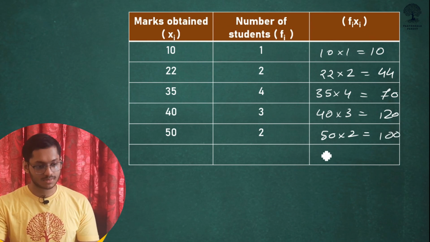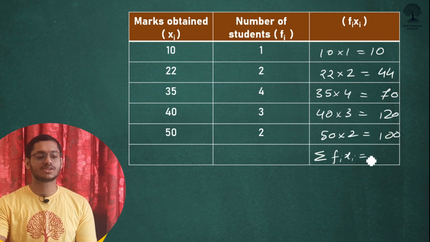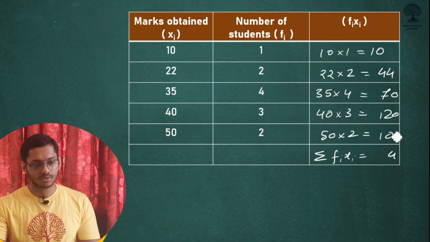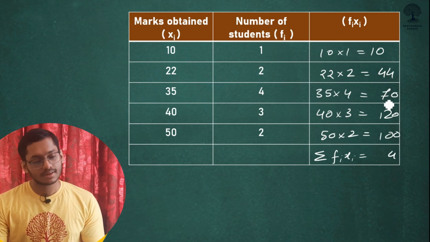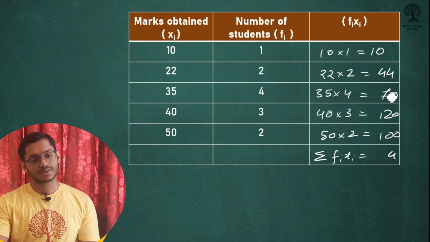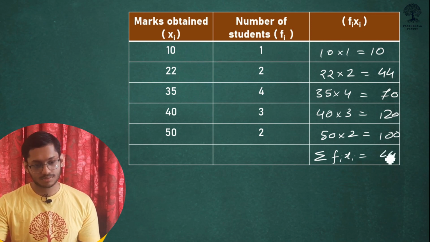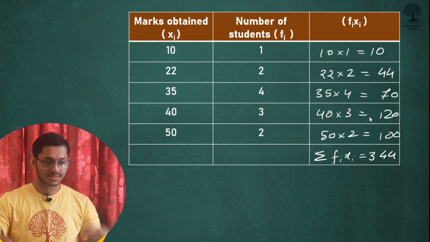What is the summation symbol? This Fi xi is equal to 10 plus 44 plus 140 plus 120 plus 100, and it is 344. So 344 is the total amount of marks.